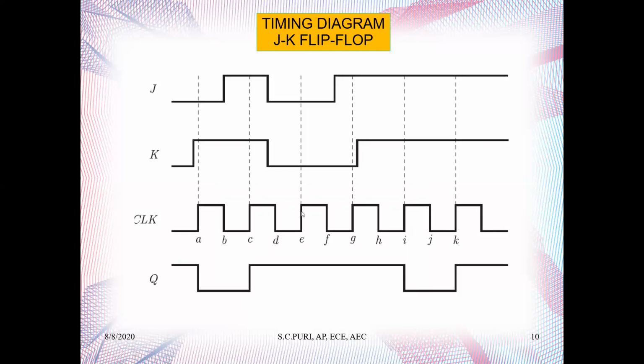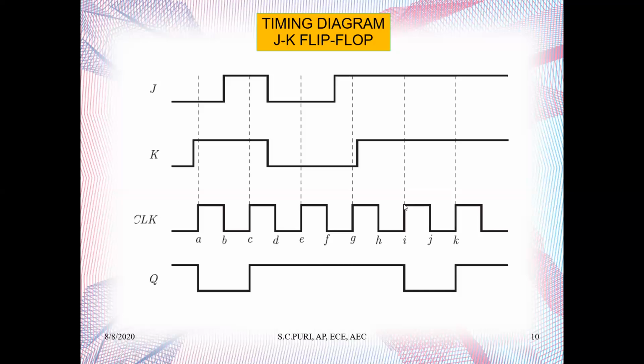Again at this point, there is a positive edge and it will look for inputs and it finds that K is 0 over here and J is 0 over here. That means no change. J 0, K 0, no change. You can see it is coming back here. Here also, it will look for inputs and it sees that K is 0 and J is 1. So 1 and 0 means 1. It was already 1, so it will retain it.